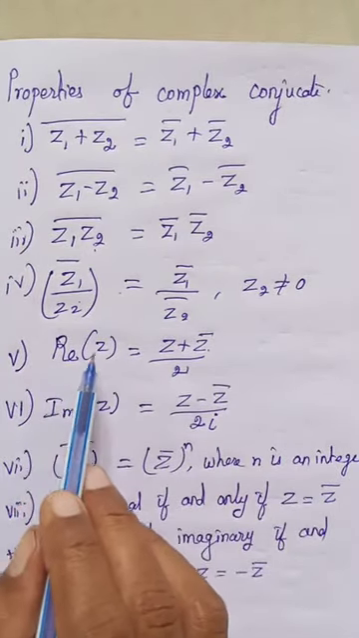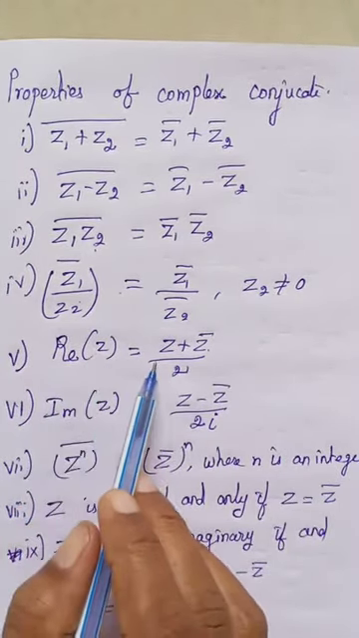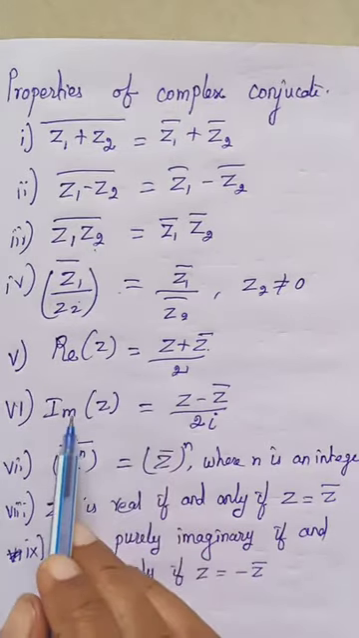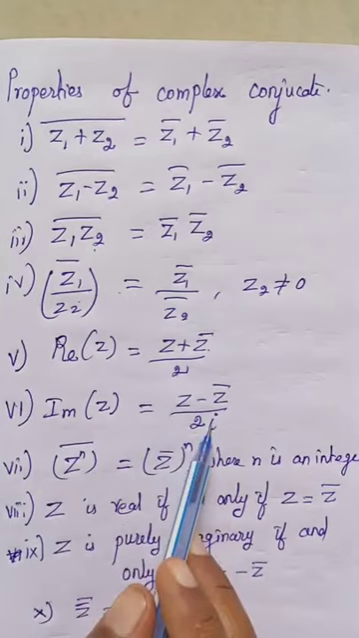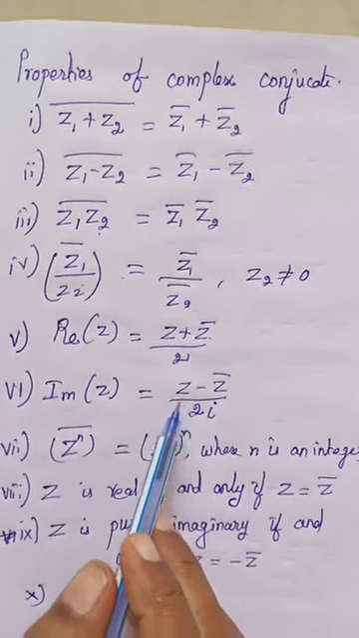Then the real part of Z is equal to Z plus Z bar divided by 2. The imaginary part of Z is equal to Z minus Z bar divided by 2i.